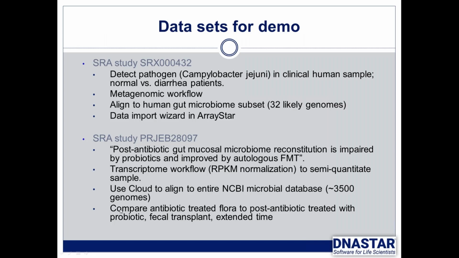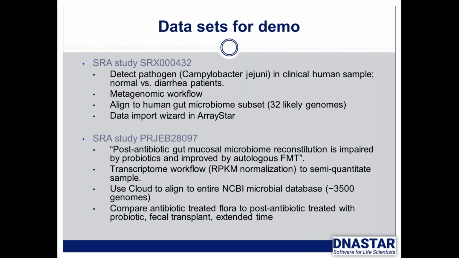So the data sets that I'm using today: there's a small data set. This first data set is one of the early metagenomic data sets on the short read archive, and it's actually 454 data, and it's one that was used to detect a pathogen in human patients that had diarrhea versus normal. Of course, we're going to talk about poop today. It's metagenomics and lots of data sets for human fecal or stool samples.